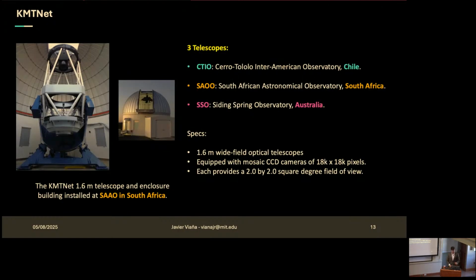we worked on the Korean Microlensing Telescope Network. This has 3 telescopes, CTIO, SAAO, and SSO, located in Chile, South Africa, and Australia. And here are the specs of the telescopes. But the whole point is to be looking at the same region of the sky all the time. And that allows you to monitor whether there's a potential microlensing.